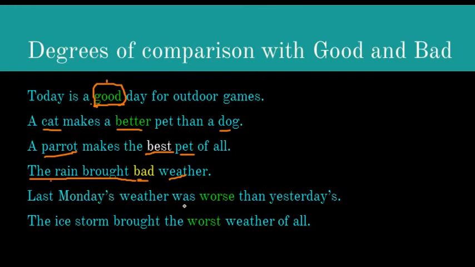Last Monday's weather was worse than yesterday's. Now in this sentence, speaker is comparing last Monday's weather with yesterday's weather. So this is a comparative degree. Adjective worse is comparative form of bad. Adjective bad is an irregular adjective. That's why we do not add er to create comparative degree. Whole new word is used. Worse. Comparison is in between two things. So use worse to create comparative degree.